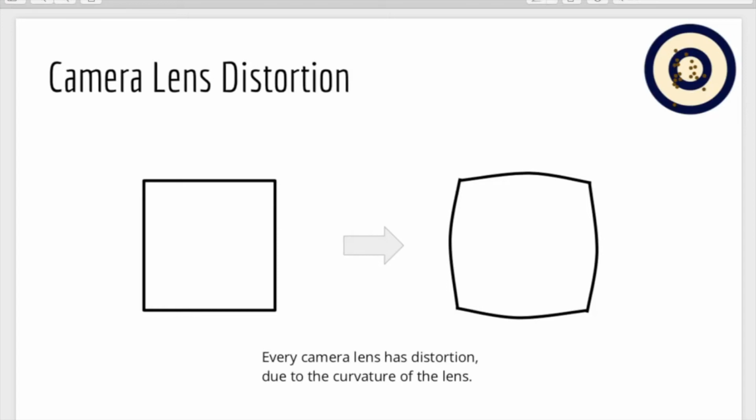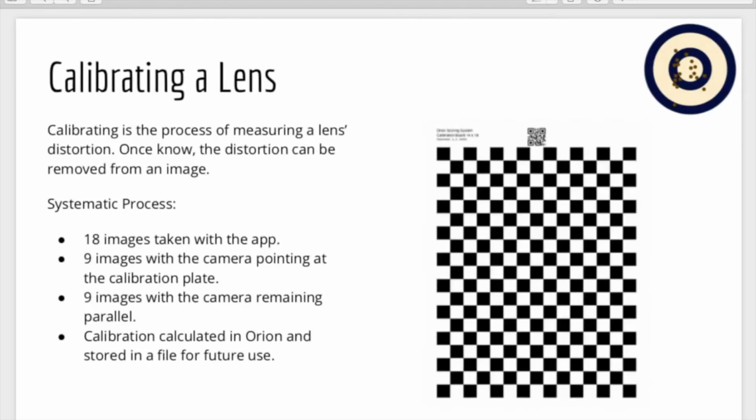Now, thankfully, there are some mathematical processes out there that can measure a camera lens distortion and remove it from an image that the camera takes. This is a two-part process. The first thing we have to do is measure that distortion. And we do that through a process known as calibrating.